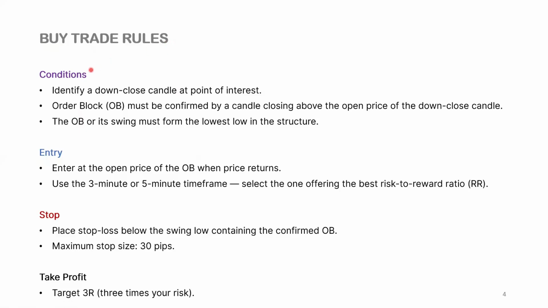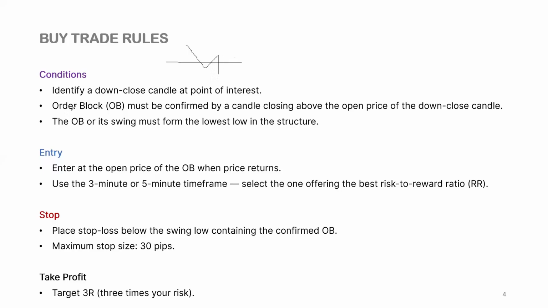So for the conditions, we want to see a down close candle at a point of interest. Let's say you want to be buying at an additional level, a higher time frame order block, or a breaker block, or a fair value gap, or price taking out sell side liquidity. So when you go down to a smaller time frame, let's say the 5-minute time frame, you want to identify the down close candle. So you identify a down close candle here.